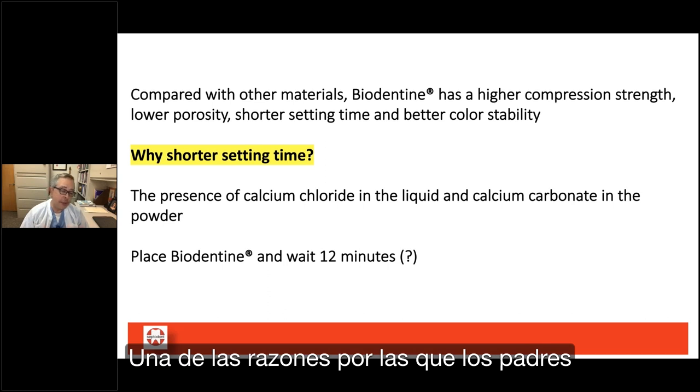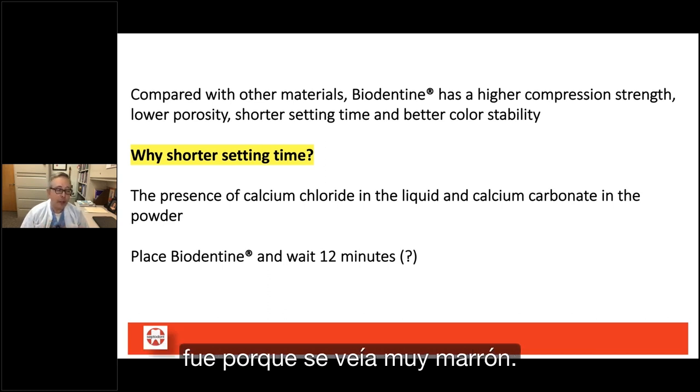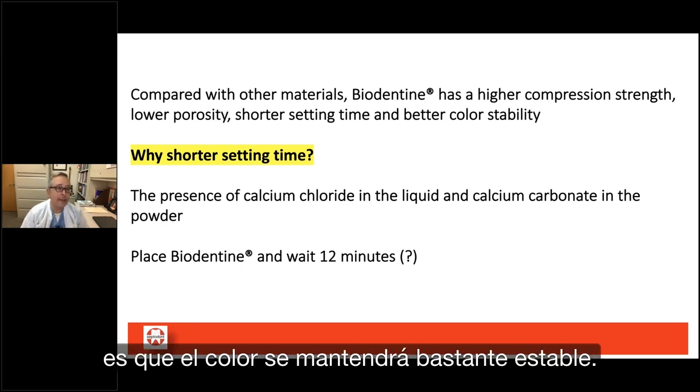One of the reasons the parents brought the patient back to the office, I didn't place that material, was because it was looking really brown. And one of the advantages of Biodentine is that the color will pretty much stay stable.